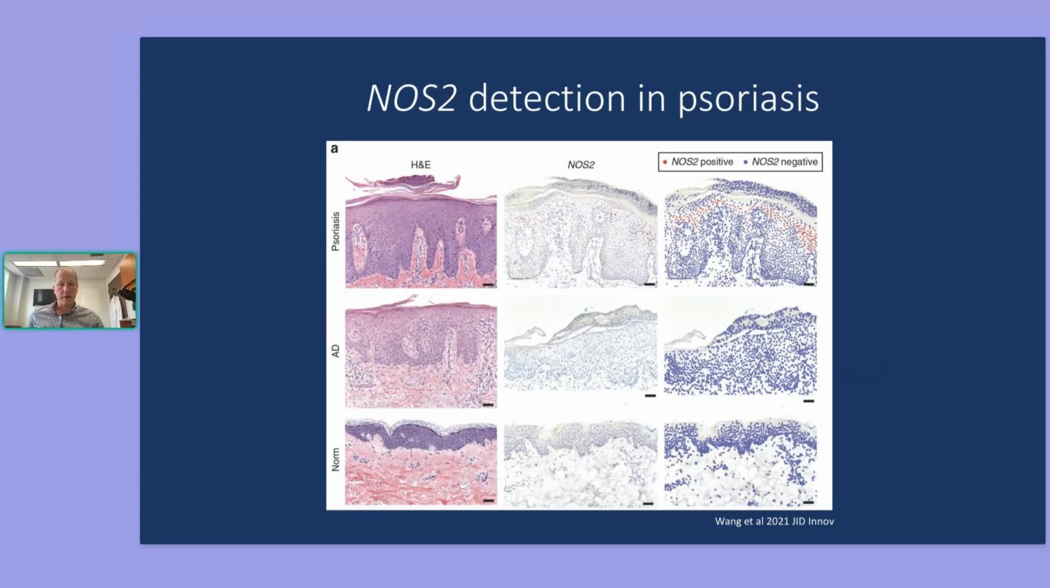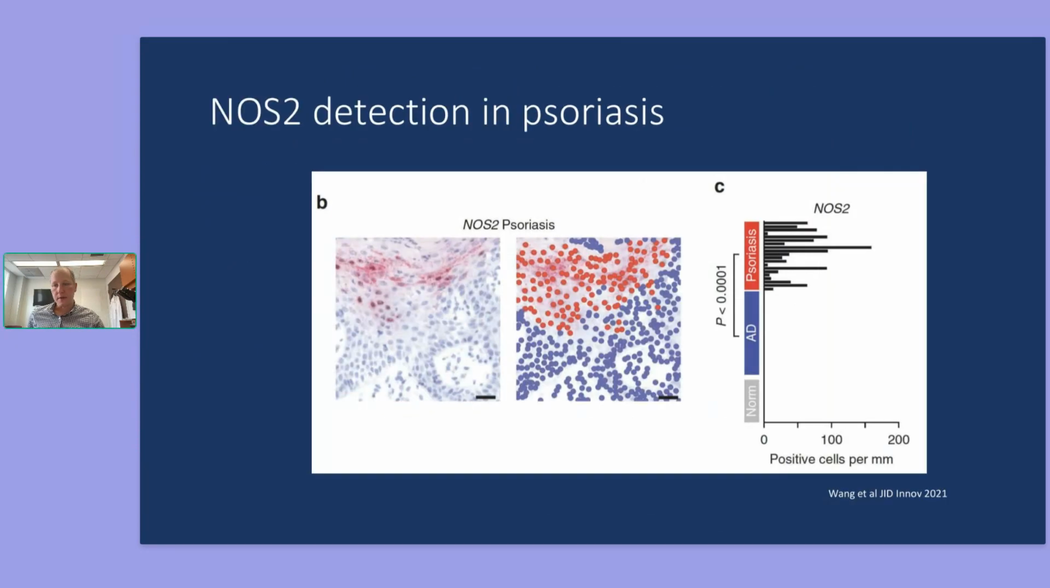In the eczema or atopic dermatitis samples, we're not seeing that. And in the normal skin samples, we're not seeing that. Here's a little higher power image of what this actually looks like under the microscope. You can see both the live H&E as well as our pseudo-colored interpretation.